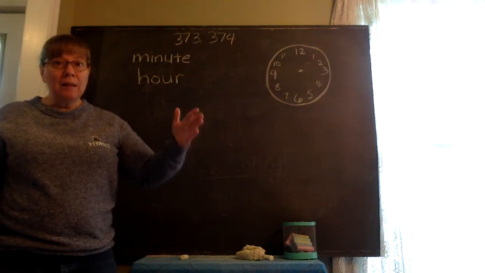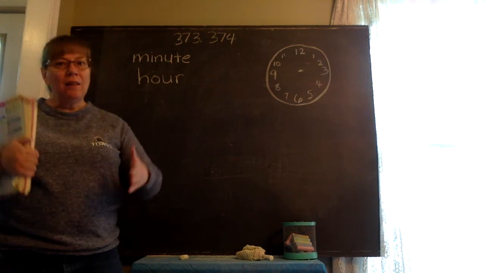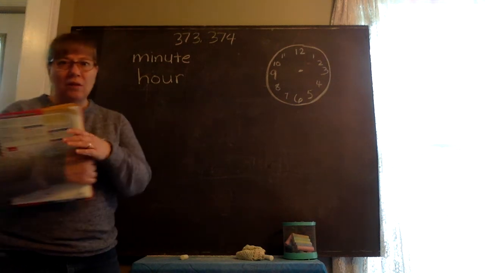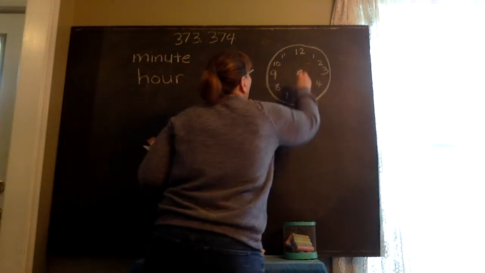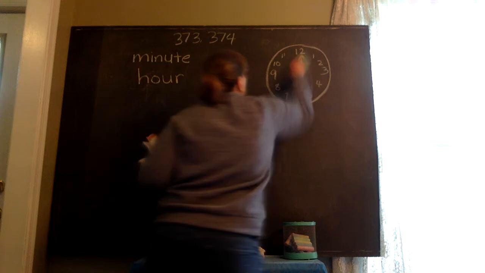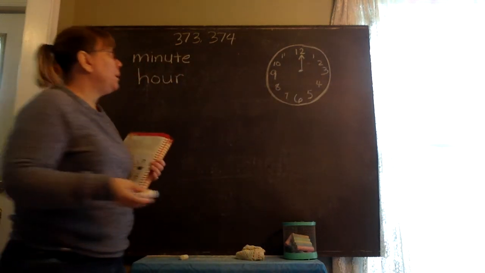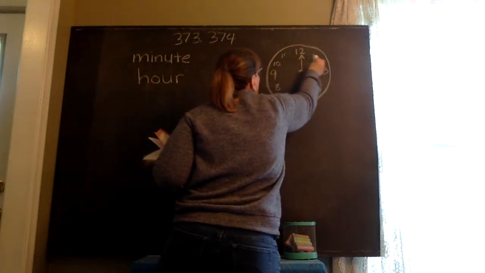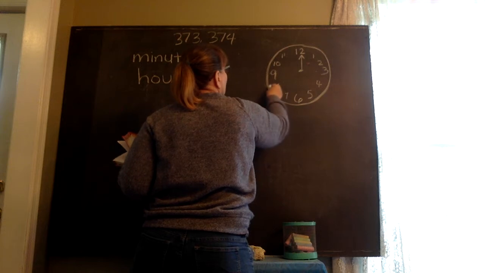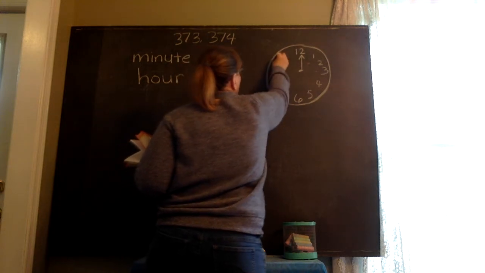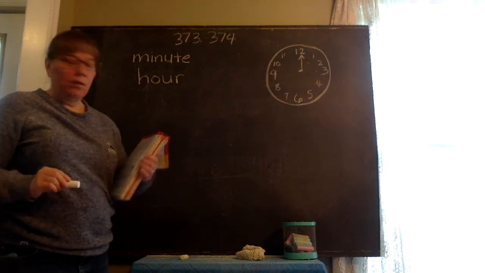The word minute is longer than the word hour. The minute hand is the longer hand. The hour hand is the shorter hand. Okay? And whenever our minute hand is pointing to the 12, we say it's something o'clock. It'll be 12 o'clock, 1 o'clock, 2 o'clock, 3 o'clock, 4 o'clock, 5 o'clock, 6 o'clock, 7 o'clock, 8 o'clock, 9 o'clock, 10 o'clock, or 11 o'clock. It'll be something o'clock. All right?